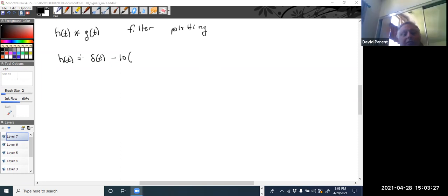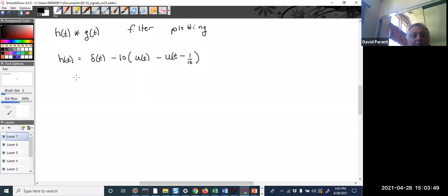So we're going to start with a convolution problem, right? And h of t is going to be a delta function minus 10 u of t minus u of t minus 1 divided by 10. And we'll make g of t the unit step function.